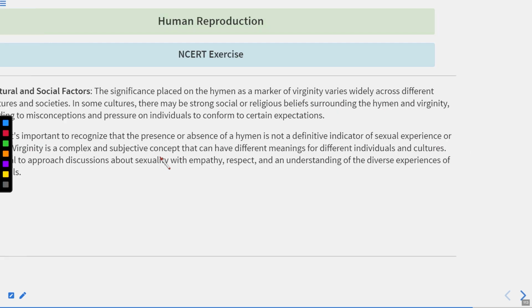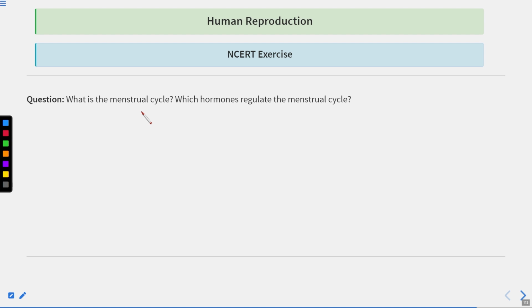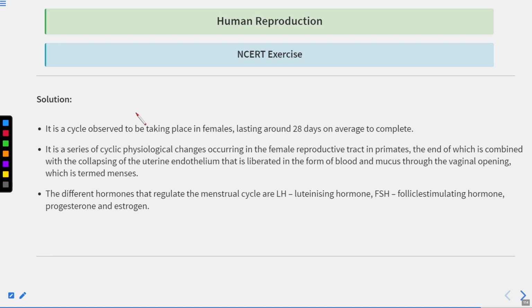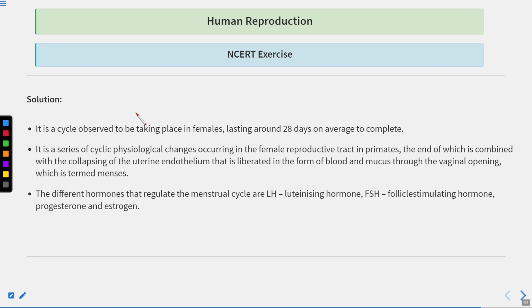Clear? Now let's move on to the next question. What is the menstrual cycle and which hormones regulate the menstrual cycle? Okay, now what is the menstrual cycle? It is the cycle observed to be taking place in females. So it is present in female primates, or you can say female mammals, and it lasts for around 28 days. So the usual average time of the menstrual cycle is around 28 days.